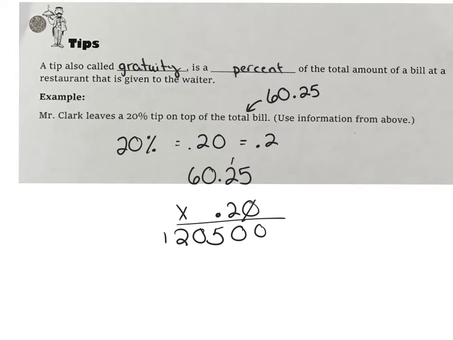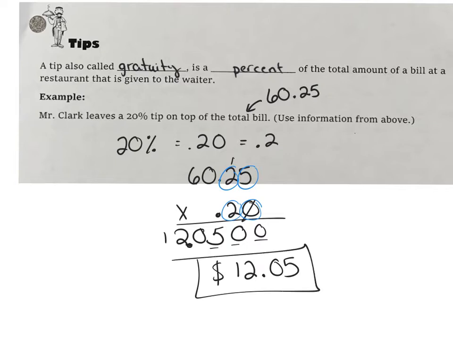Then you look, how many decimal places do I have? I have 1, 2, 3, 4. So we are going to go 4 over 1, 2, 3, 4. So this would be $12.05, which is how much you would leave as a tip for your waiter if you left a 20% tip.